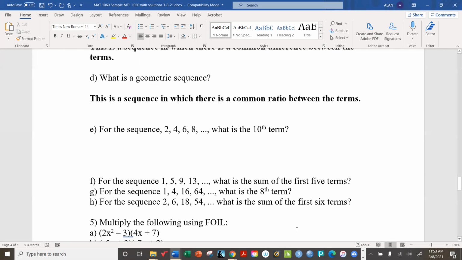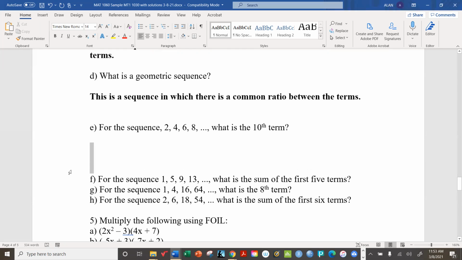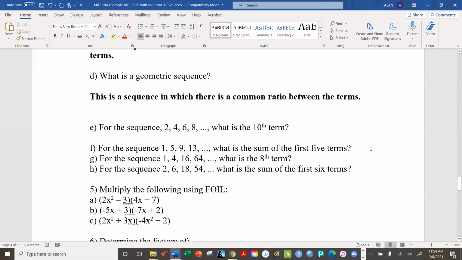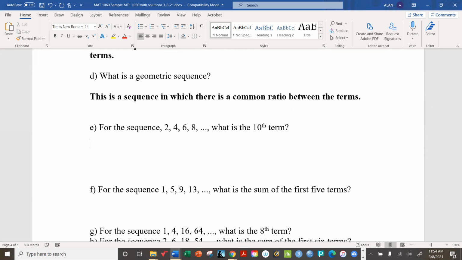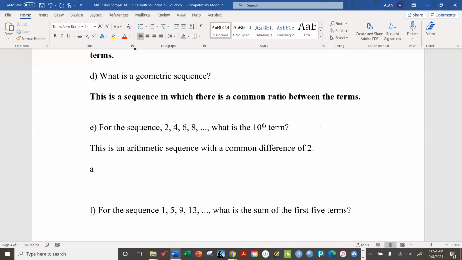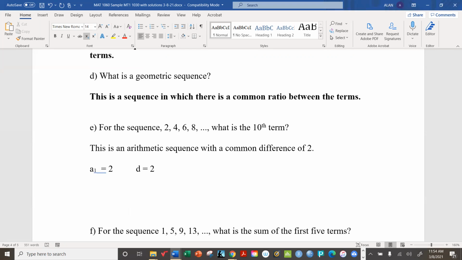All right, now we get to do some formulas. Woohoo! All right. So for F, we're looking for the sum of the first 5 terms. So first of all, just make a note here that this is an arithmetic. Oh, wait, sorry, I got the wrong one. E is next. So this is an arithmetic sequence with a common difference of 2. That's the key to the whole thing. A1, the first term, is clearly 2, and d is 2. Once you got that straight, the formulas are easy.